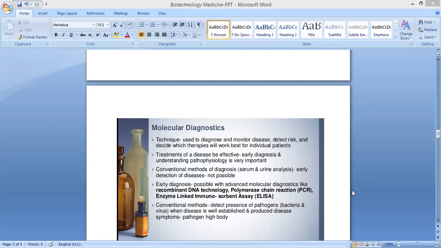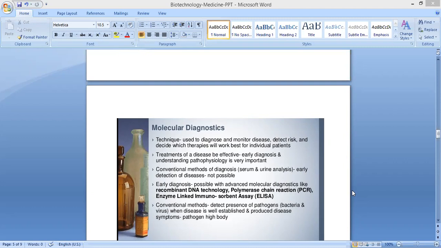What is meant by PCR test? Polymerase chain reaction. It means early detection or diagnosis of the pathogen or virus, whatever it may be, so we can find it at a very early stage. One is recombinant DNA technology, second is PCR, third is ELISA. What is the full form of ELISA? Enzyme linked immunosorbent assay. These are the methods we use to find disease at an early stage. These are examples of molecular diagnostics.